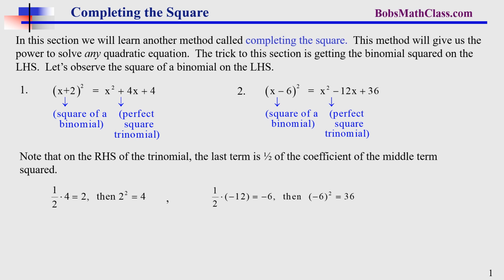Let's observe these binomials, squares of binomials. (x + 2) squared. If you write it out twice and FOIL, you'll get x squared plus 4x plus 4, which is a perfect square trinomial. (x − 6) squared. If you write it out twice and FOIL, you'll get a perfect square trinomial.